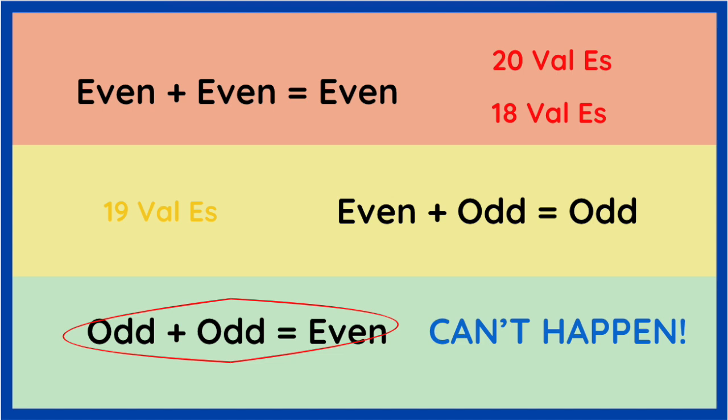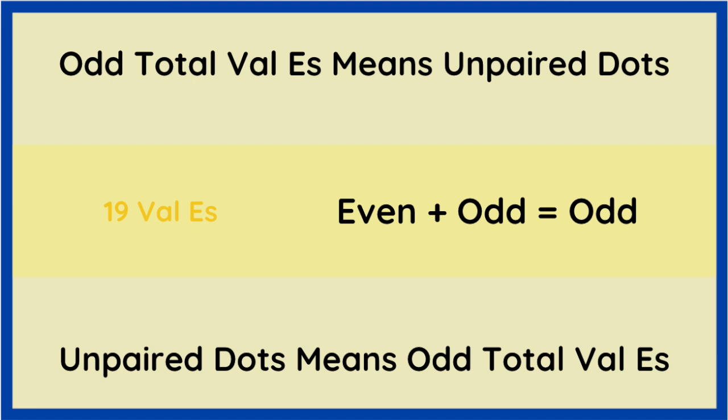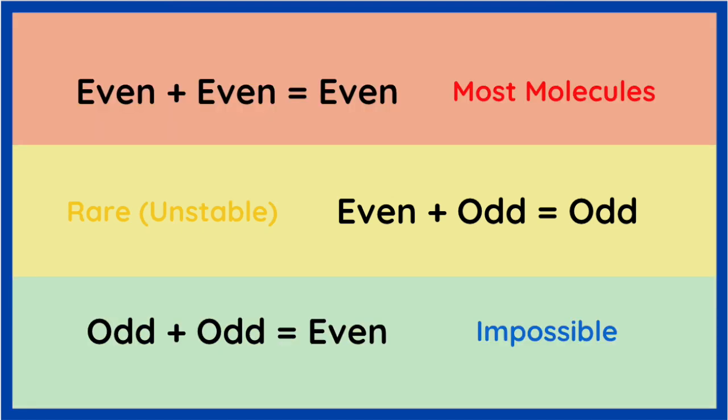And by extension, that would mean that the only way to get an odd total for the number of valence electrons, such as 19 for a molecule, would depend entirely on our dots being odd. So that would mean that we have an unpaired electron. And because unpaired electrons tend to be very unstable, it's rare to have a molecule with an odd number of electrons.